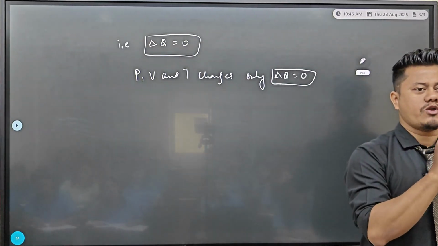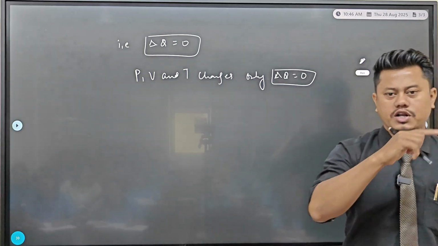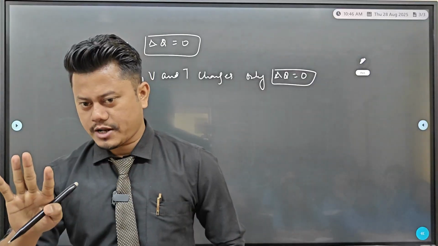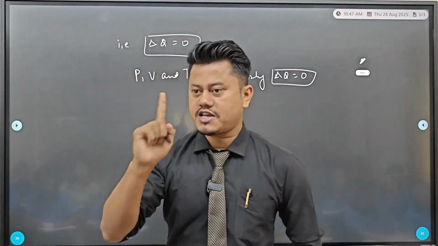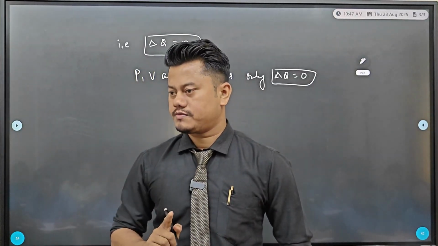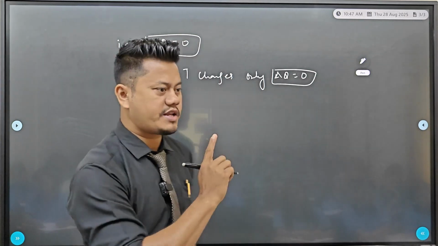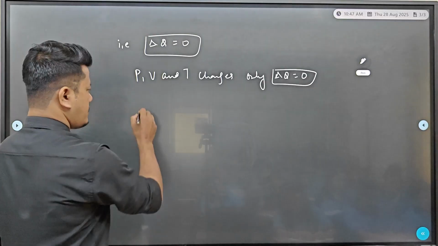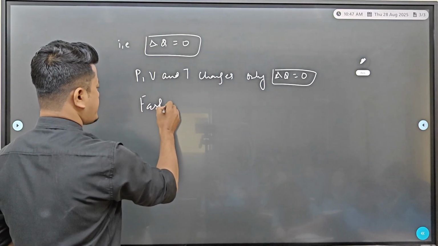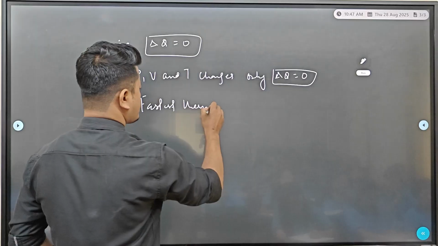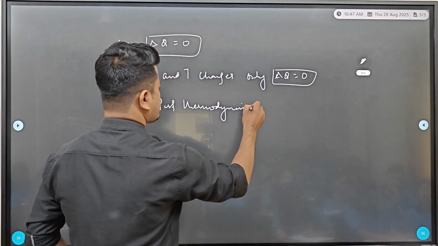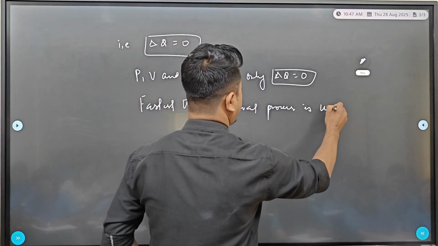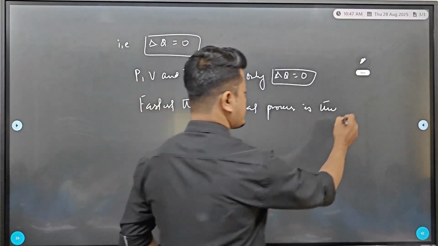And please keep in your mind one thing, out of all the thermodynamical processes, we have got the 4 thermodynamical processes now. The fastest process is the adiabatic. Understood or not? So adiabatic is the fastest process. Fast, I should say. Got it? Or we can write: fastest thermodynamical process is the adiabatic process. Got it?